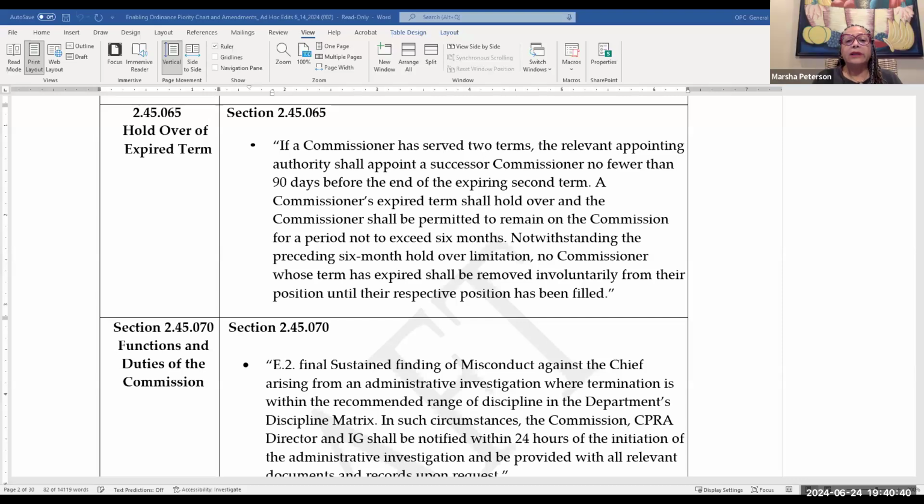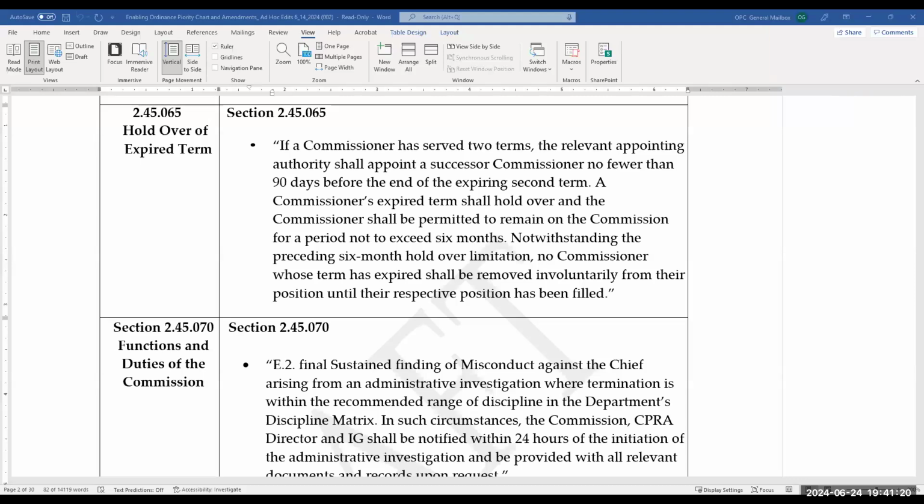I think that solves that. And take out "notwithstanding the preceding 6-month holdover limitation, no commissioner whose term has expired shall be removed involuntarily from their position until the respective position has been filled." I don't know what that involuntarily part means. Oh, in other words, if I'm still sitting in my position, I can be removed, but it can't adversely impact the quorum.